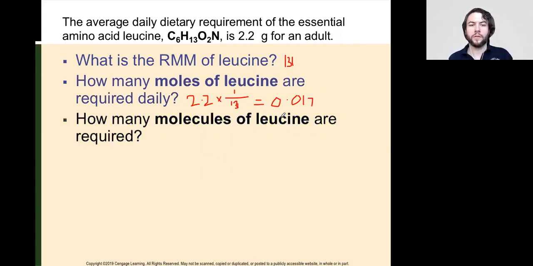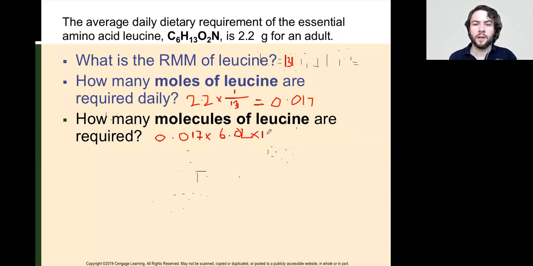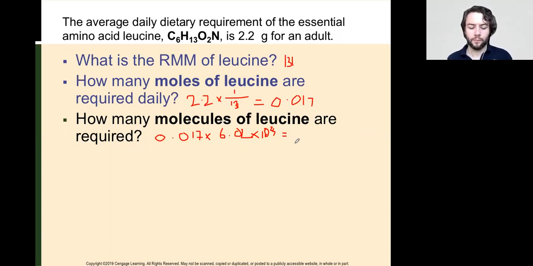How many molecules of leucine are required? So it's going to be 0.017 times Avogadro's number, so 0.017 times 6.02 times 10 to the 23, which is equal to, this is really hard to write on this, 1.02 times 10 to the 22.